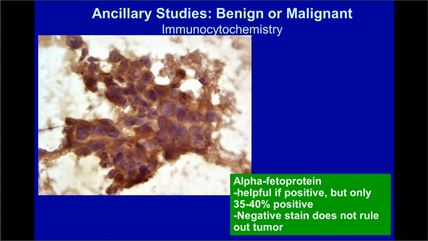This is an example of a liver nodule, a hepatocellular carcinoma, expressing alpha-fetoprotein. It's strong and diffuse. So here it confirms that this is malignant. We see a lot of nuclear atypia, but this confirmed that it was a hepatocellular carcinoma. Again, if it's negative, it does not rule out malignancy or hepatocellular carcinoma.